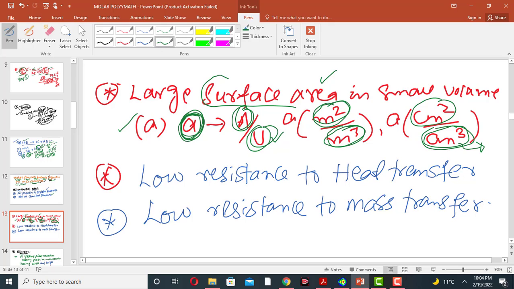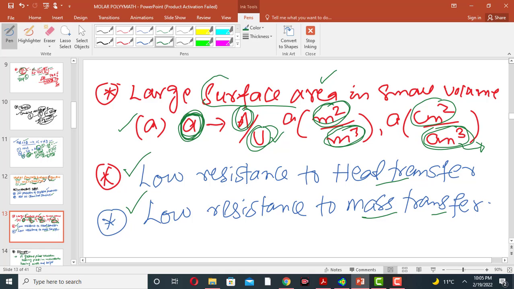Another interesting thing about the microreactor is that the heat transfer and mass transfer resistances in the microreactor are very small. So they provide low resistance to heat transfer, and they also provide low resistance to mass transfer. So we are using microreactors nowadays in many areas. For many gaseous reactions we are using the microreactor.